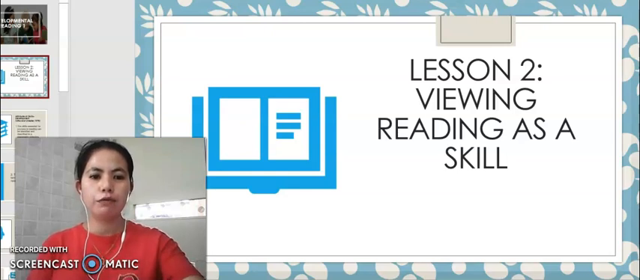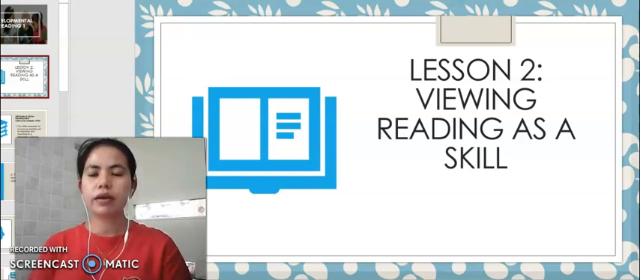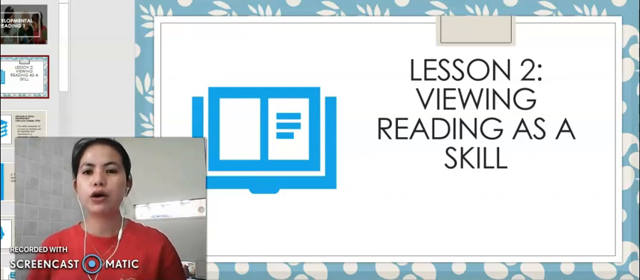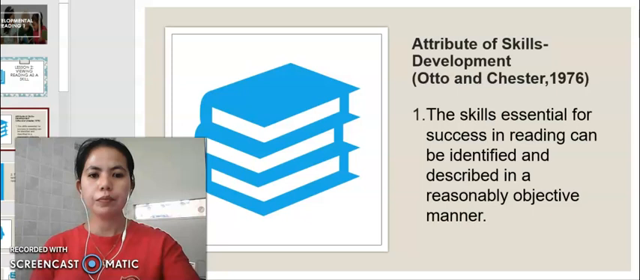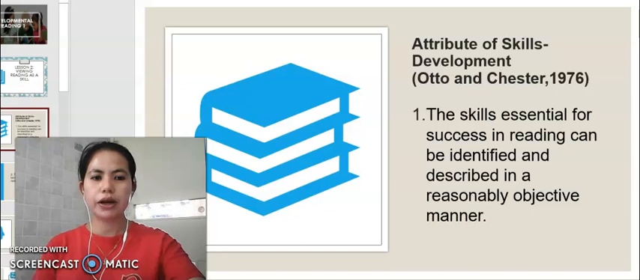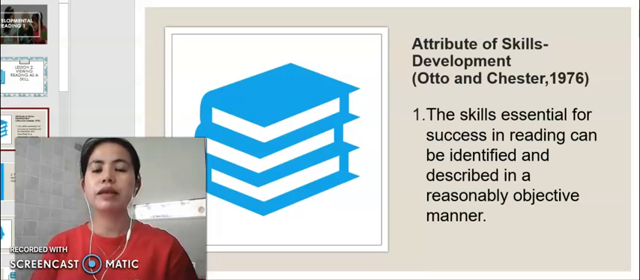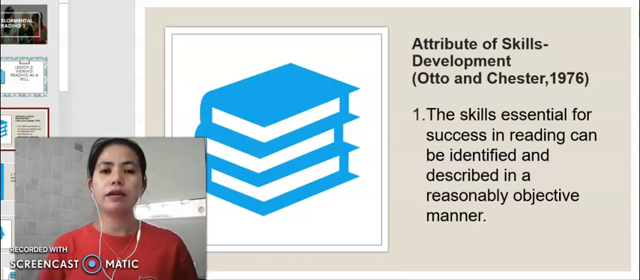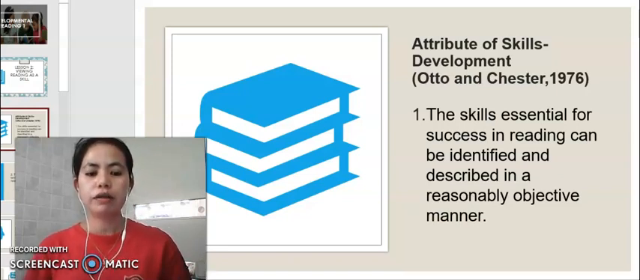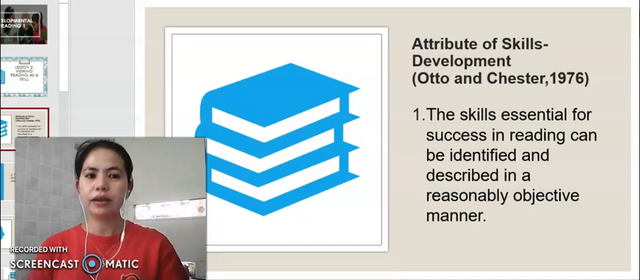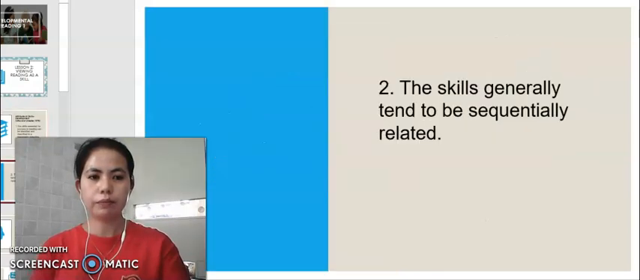For lesson 2, viewing reading as a skill. A skill is a complex integration of processes. According to Otto and Chester in 1976, who attribute skills development, the skills essential for success in reading can be identified and described in a reasonably objective manner. This means that their development does not depend on any single set of methods or materials, nor is their development tied to any given grade or age level.